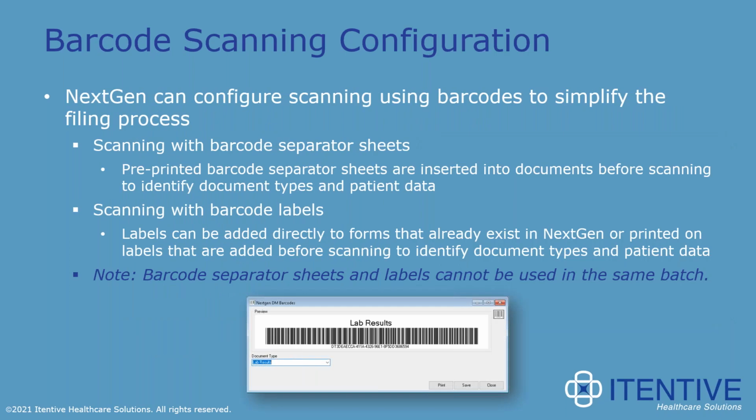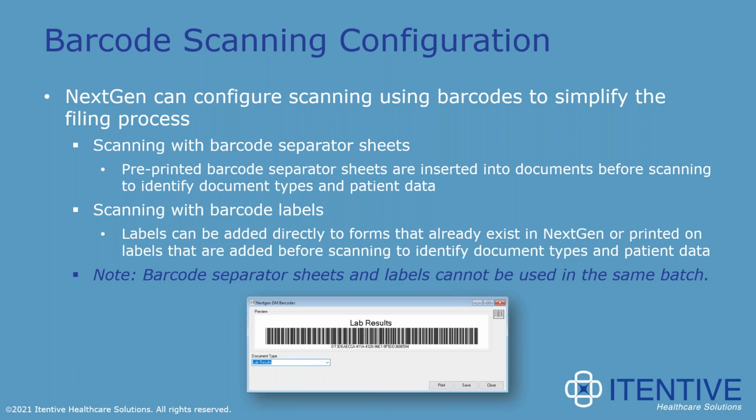Then our final piece that practices could configure, depending on if you want to use this feature, is barcode scanning. Barcodes can be used in NextGen, and it's going to help simplify as well as automate that filing process. There are 2 options that a practice can use if they choose to utilize barcodes in document management.